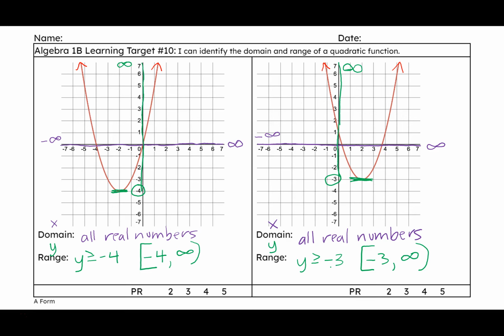But for all of these problems, all real numbers is what you're going to put for the domain, because that's just something that's true of parabolic functions. Now, if the parabolic function turns upside down, then you're going to have y as less than, and your hard maximum will be on this side instead with a negative infinity and a rounded bracket. Just something to note.